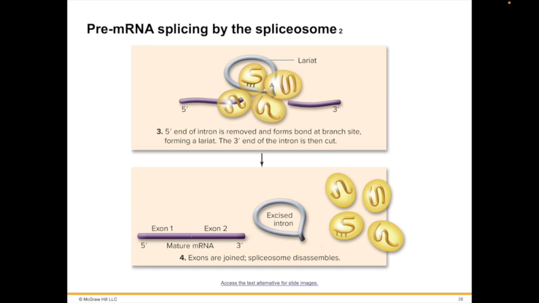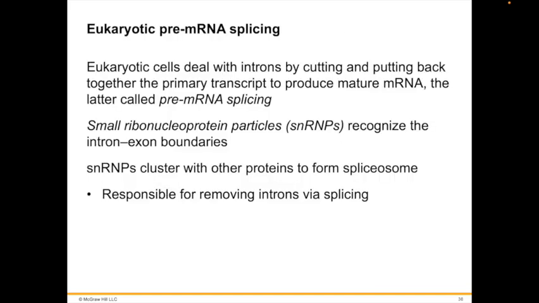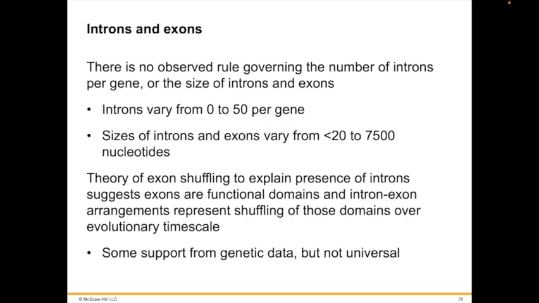No rules govern the number of introns per gene or the sizes of introns and exons. Some genes have no introns, others have as many as 50. The sizes of exons range from a few nucleotides to 7,500 nucleotides, and the sizes of introns are equally variable. The presence of introns explains why so little of a eukaryotic genome is actually composed of coding sequences. And we'll get to this in Chapter 18.